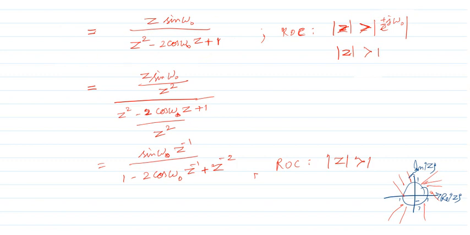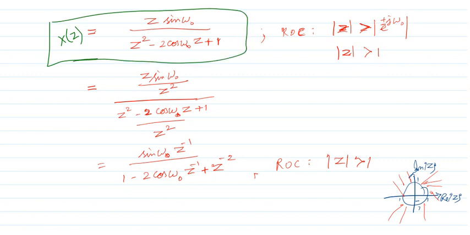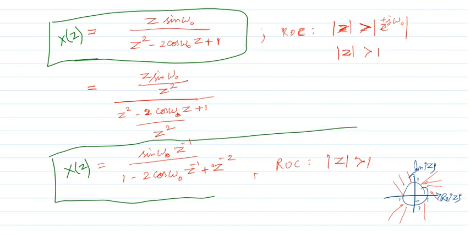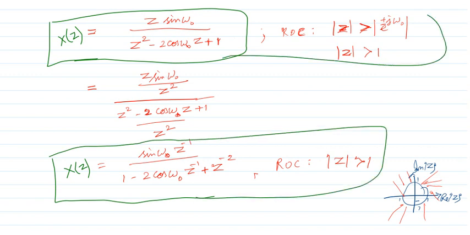We can write it in a different form. Divide numerator and denominator by z square. Z and z square get cancelled one time, so the numerator becomes z power minus 1, and 1 by z square is z power minus 2. Both are correct answers. Both are the same thing, just in a different format.